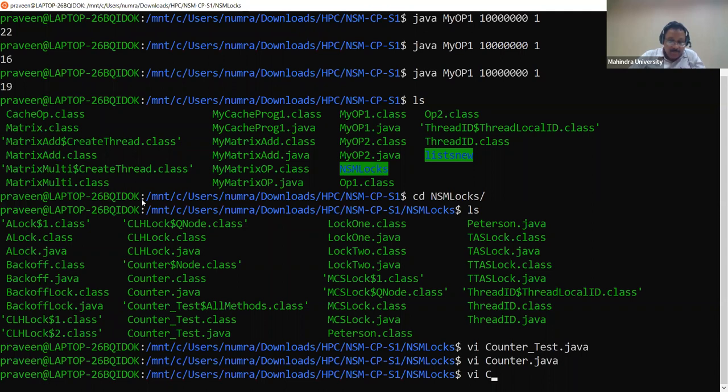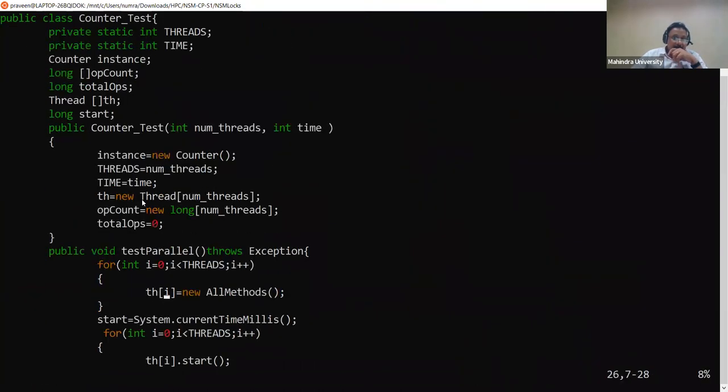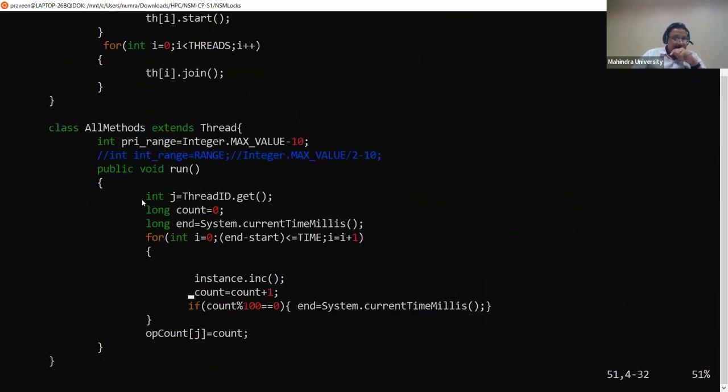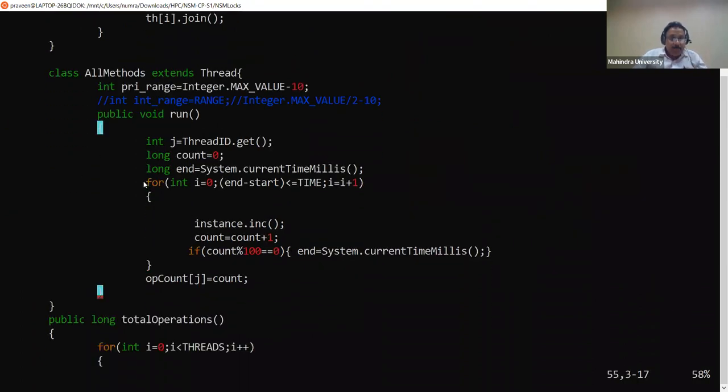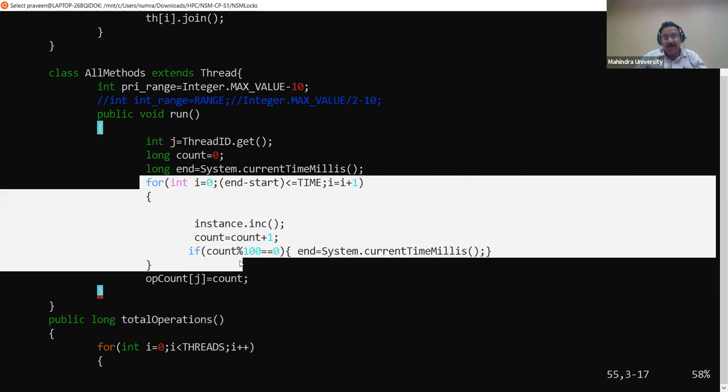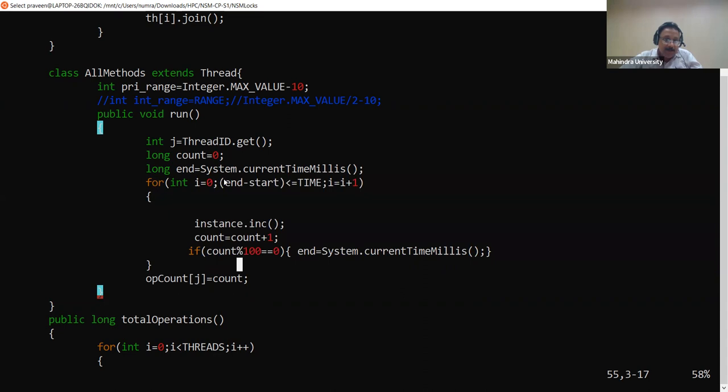Counter test dot java. When you look at counter test, we are going to call the function instance dot increment. That increment function is going to be called some number of times. That depends upon end time minus start time. If end time minus start time is less than or equal to time, then this body is going to be executed. If this condition is not satisfied, we come out from that loop.